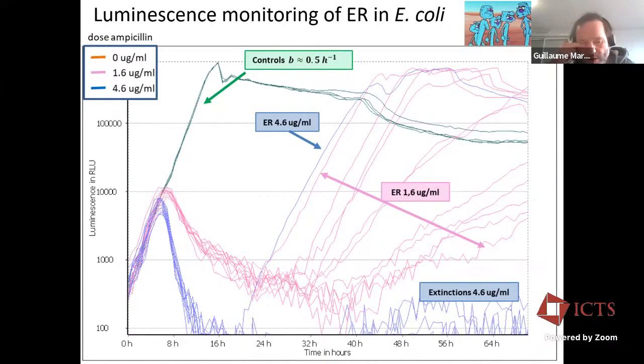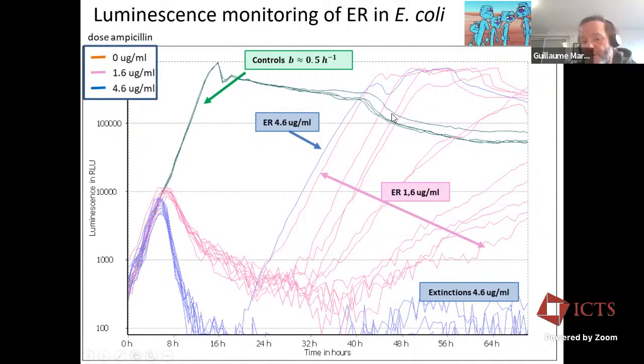Then the drop occurs, and then rescue occurs or not. So rescue, in the case of the high dose, there's 1 rescue here among those replicates. And in the case of the lower dose, we have quite many rescues. And you can see several things. First, of course, the probability of rescue drops with the dose, which corresponds to a faster decay rate. So that's what we have in mind.